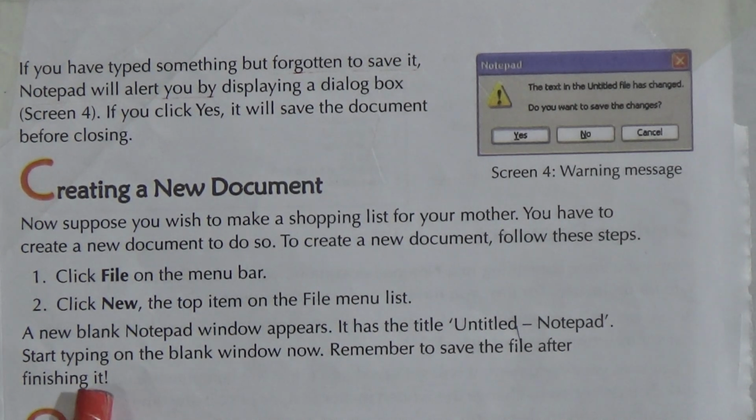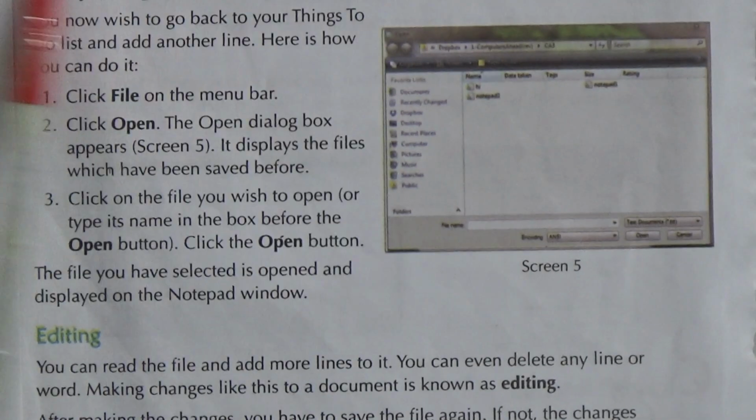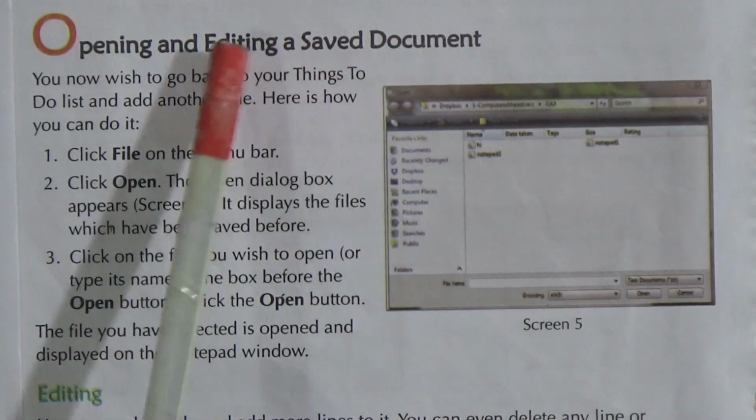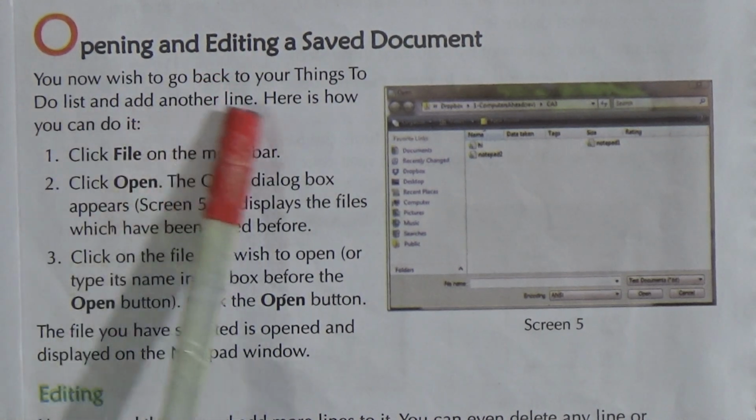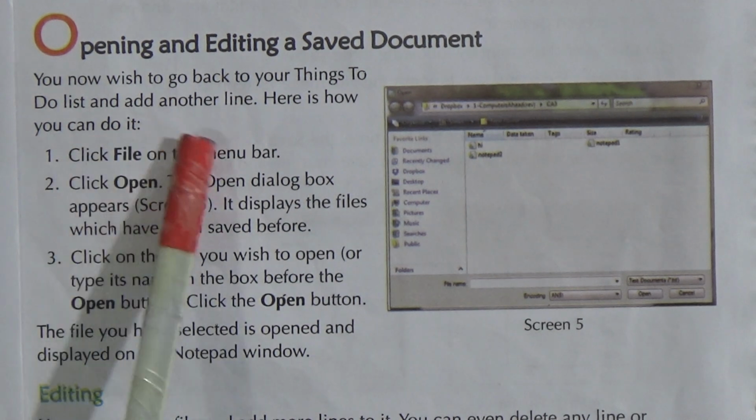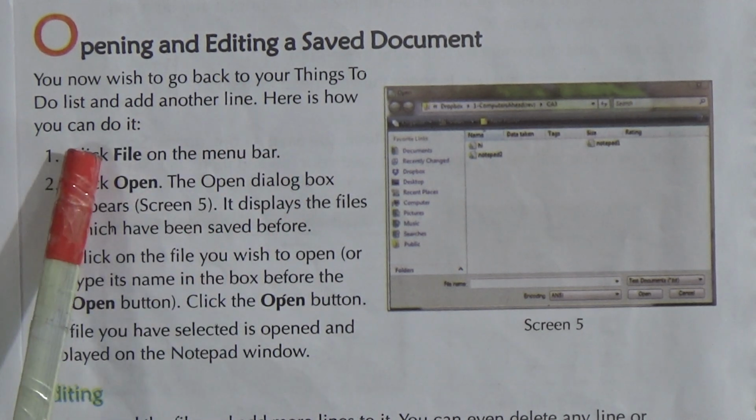So you have to remember to save it after you finish writing, else it will be gone. Next, opening and editing a saved document. After you save a document, you can open and edit it. You now wish to go back to your things to do list and add another line. Here is how you can do it.